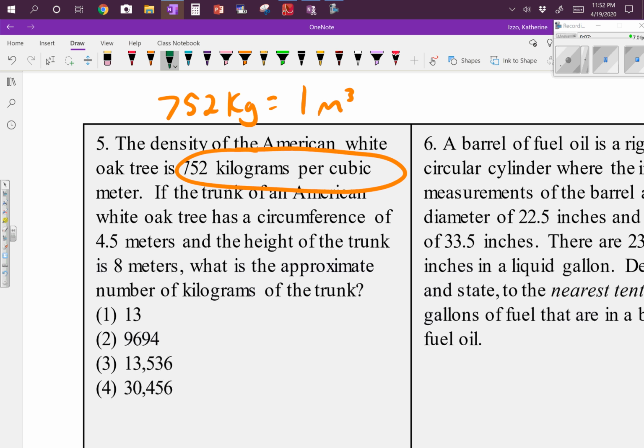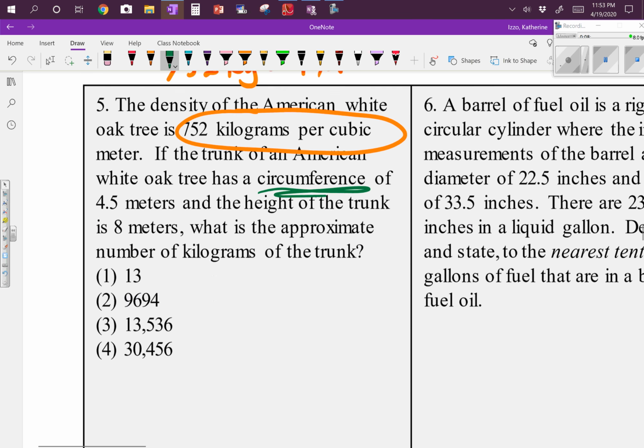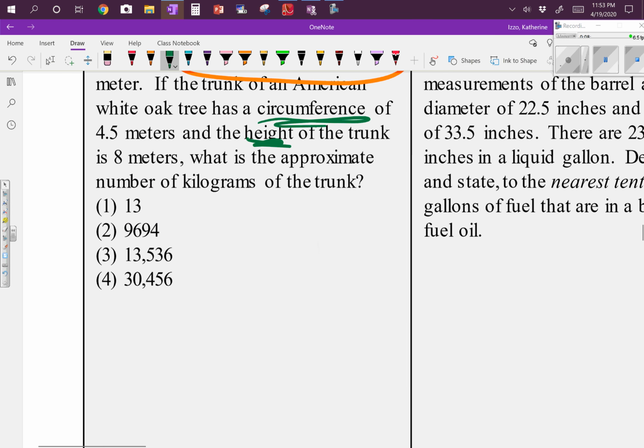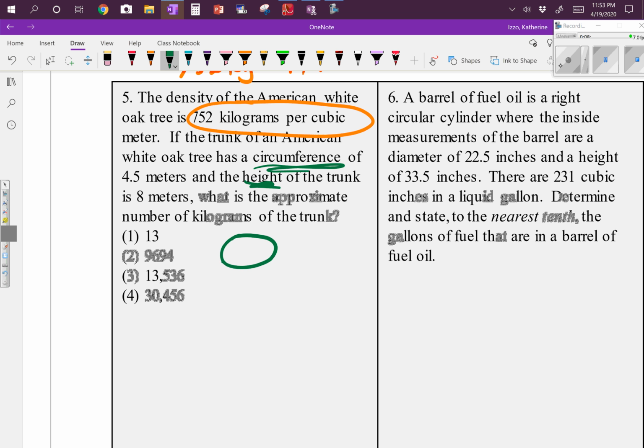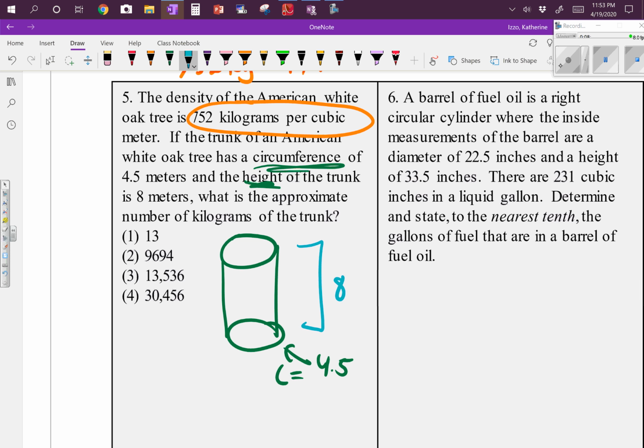Okay, if a trunk of an American white oak tree has a circumference and a height, that means we are probably looking at a cylinder. It does sort of look like a tree right there. We've got a circumference of 4.5, and a height of 8 meters.